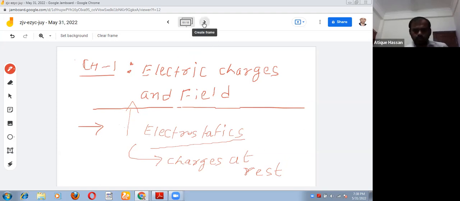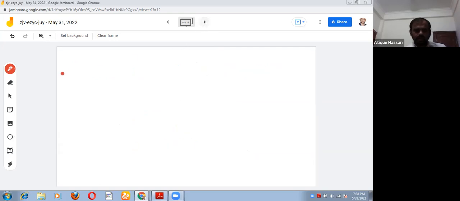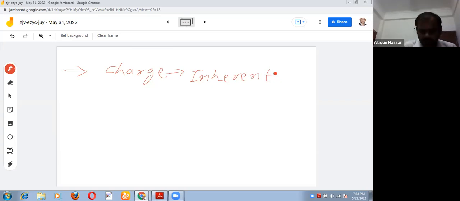Then after electrostatics, you studied about charge. What was charge? Charge was its inherent property. So I will give you a summary of the chapter, then I will go to JEE and advanced. So what is charge? Charge is an inherent property.